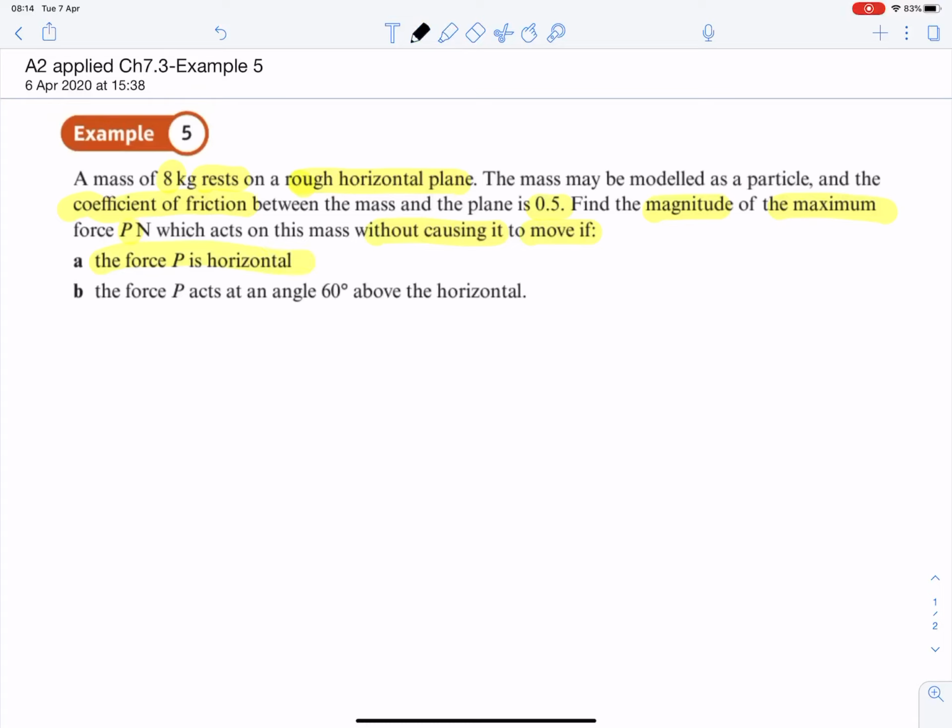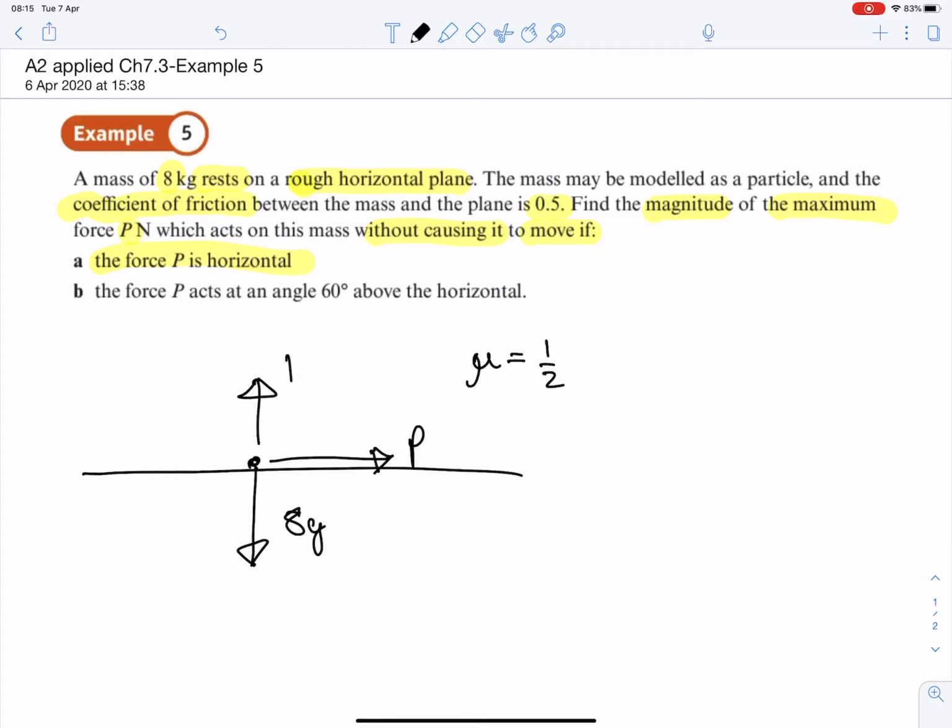So let's get a diagram of that. We've got a rough horizontal plane. We've got a mass of 8 kilograms. We've got a force P acting horizontally. We've got a weight 8g acting down. Mu is equal to a half. What else have we got on there? We've got a normal reaction, R, and we've got friction opposing P.